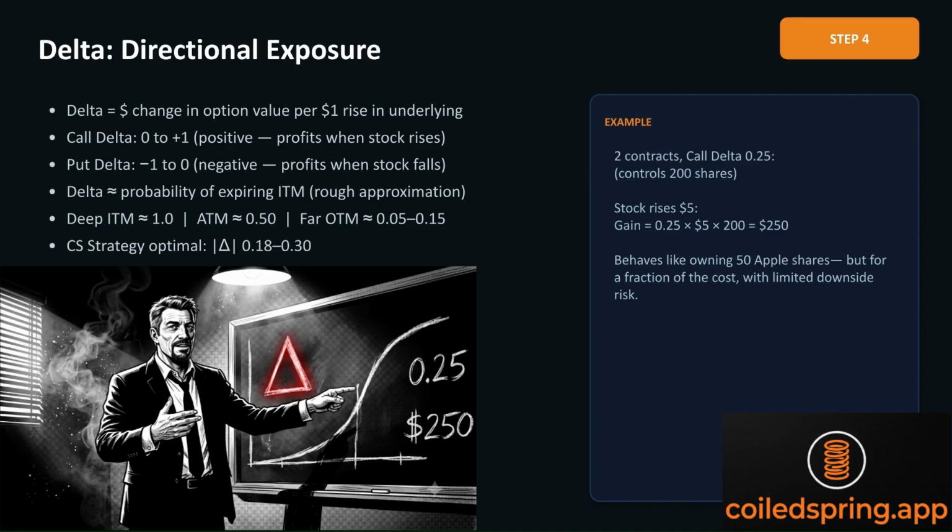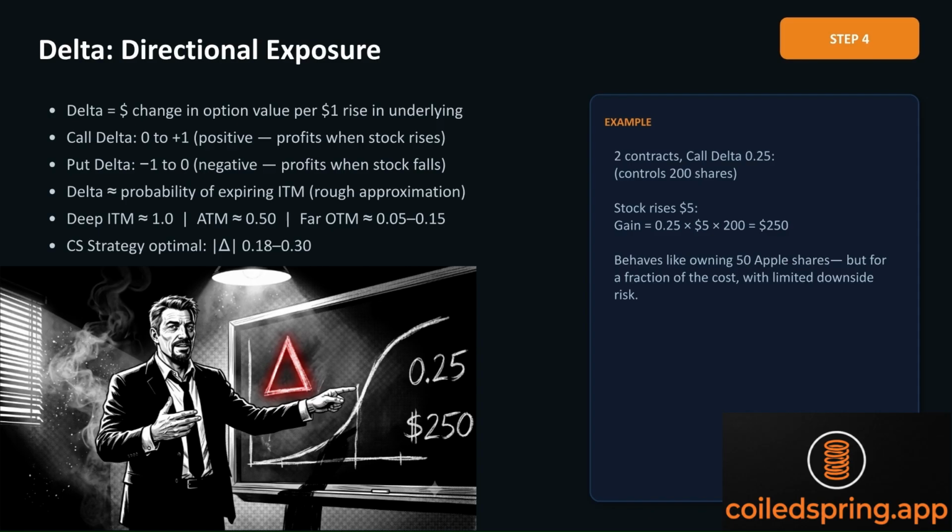Now, here's the part that makes delta genuinely useful in practice. Delta gives you an approximate probability of the option expiring in the money. It's not a precise actuarial calculation, but it's a solid working approximation. A delta of 0.70 means roughly 70% chance of expiring ITM. A delta of 0.20 means roughly 20% chance. This makes delta a quick risk gauge. The lower the delta, the cheaper the option, and the less likely it ends up in the money. Let's map this across the moneyness spectrum.